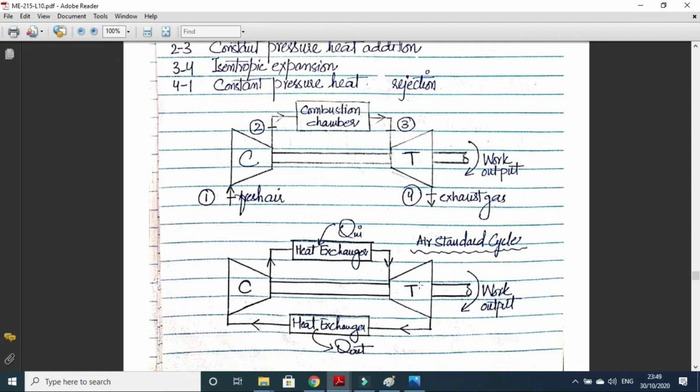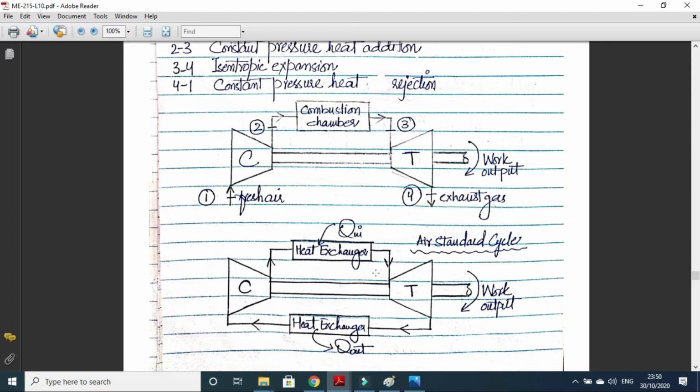It will strike the turbine blades, and the turbine blades will rotate the shaft, so we will get the power output. Then it will go into the heat exchanger. In the heat exchanger, it rejects heat to the surroundings to come back to the initial temperature, and then it will go into the compressor, and the cycle goes on. So this is the normal working of a Brayton cycle.